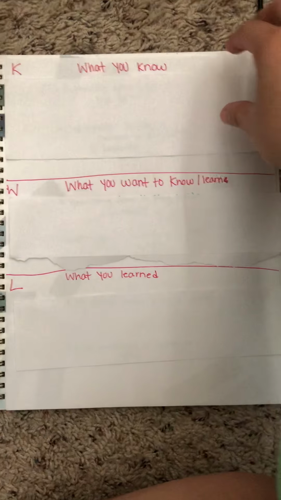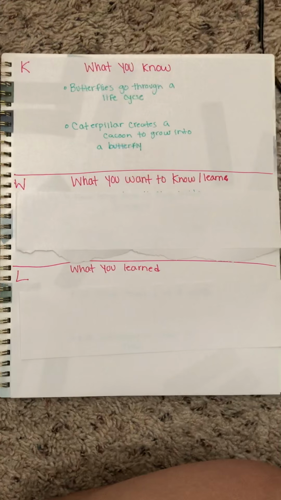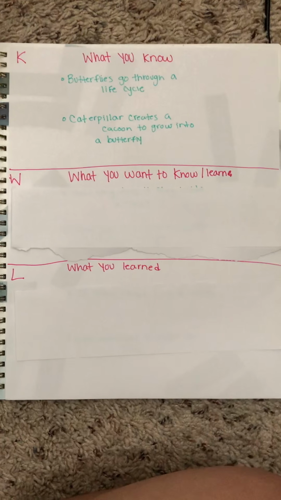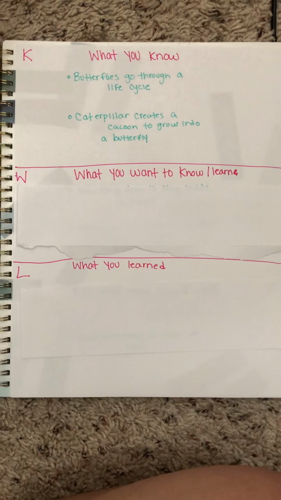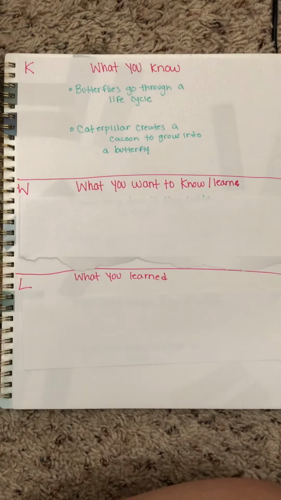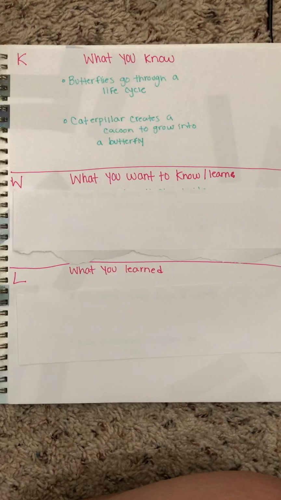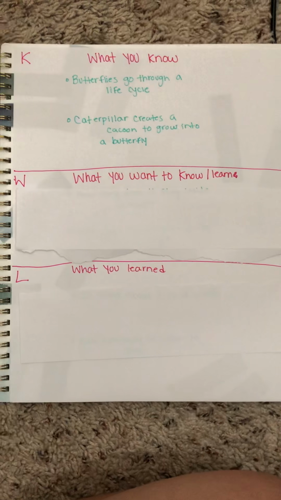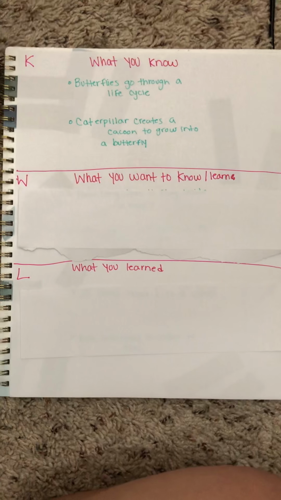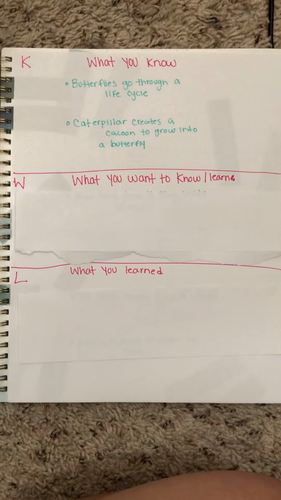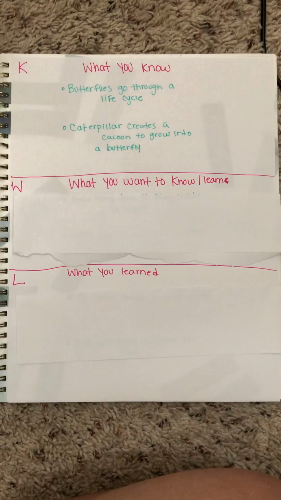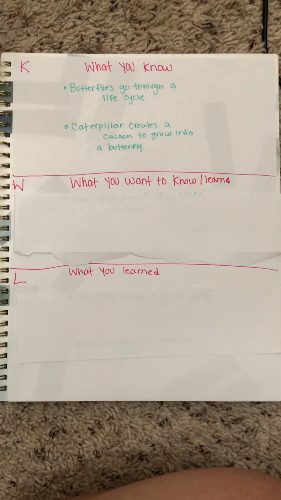So for mine, I wrote that I already know that the butterfly goes through a life cycle in order to go from the egg to the butterfly. And then my second one, I wrote that the caterpillar creates a cocoon to grow into a butterfly. So those are two things that I already know from butterflies. Make sure you have yours written down.